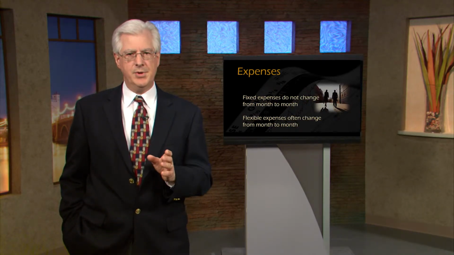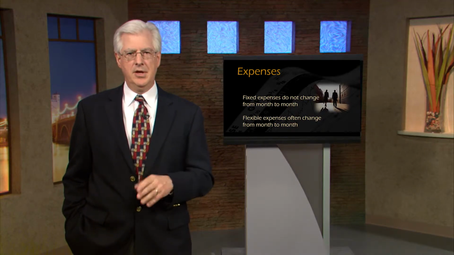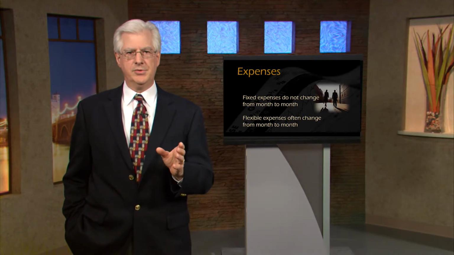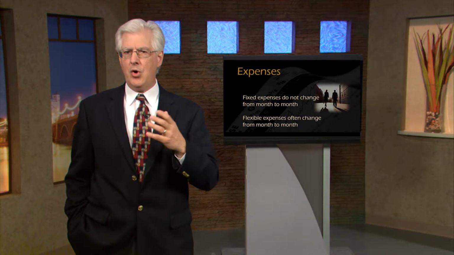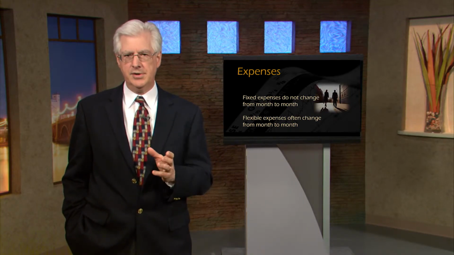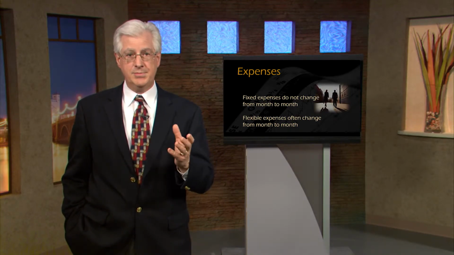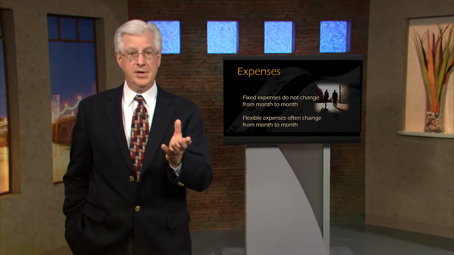Now let's talk about expenses. There's two kinds of expenses: fixed and flexible. Fixed expenses don't change from month to month. Typically, you don't have total control over how much you pay for these. Some of the fixed expenses are, for example, rent and fixed loan payments. Flexible expenses often change from month to month. You usually have some degree of control over how much you pay for these expenses. For example, if you decide to lower your thermostat during the winter to save on heating costs, you probably are paying less than you did the month before.